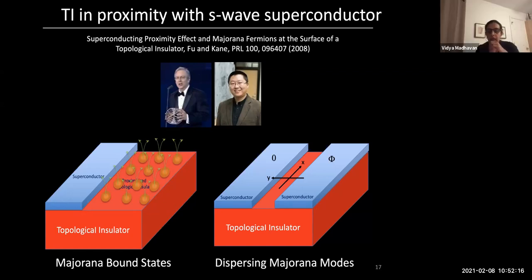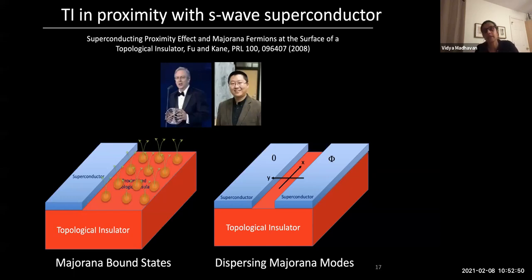So for a 3D topological insulator, you have surface states that have Dirac dispersion. When you proximatize a 3D topological insulator, the surface states get proximatized and become superconducting. Typically you want to proximatize it with an S-wave superconductor, and the surface states develop a gap. Then when you apply a magnetic field, inside the vortex cores you can see these Majorana bound states.